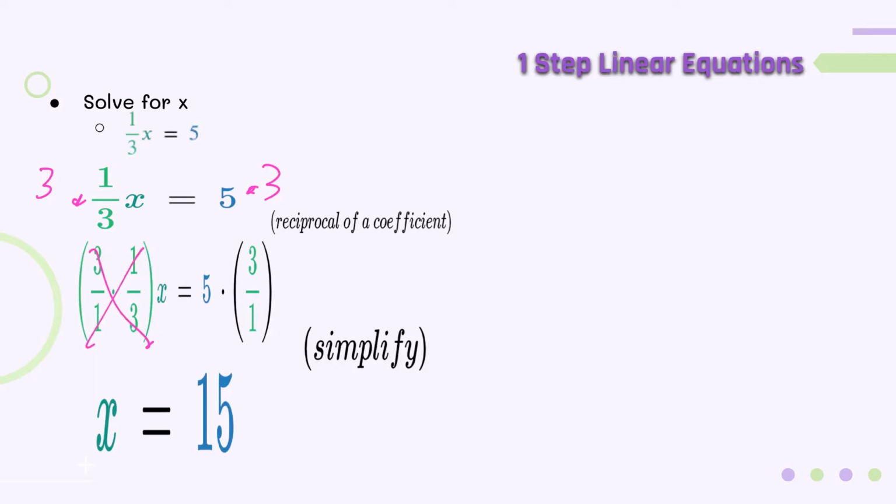3 over 1 times 1/3 is equal to 1. 5 times 3 is 15. So x is equal to 15.